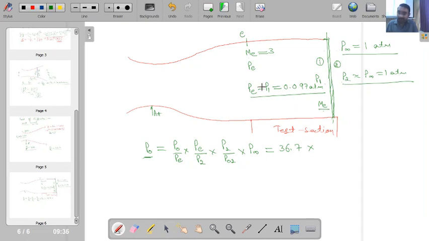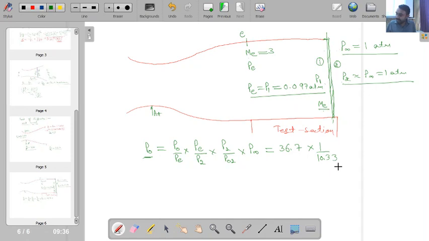Exit pressure, and P2 is this pressure. So here you can see P2 is equal to 1 atmospheric and PE is equal to 0.097 atmospheric. If you calculate this ratio, you will find it comes out to be 10.33. So it will be 1 divided by 0.097, which is 10.33. The opposite of this is 1 by 10.33.